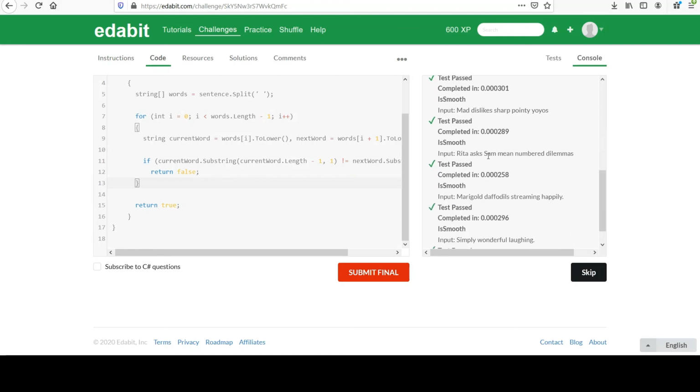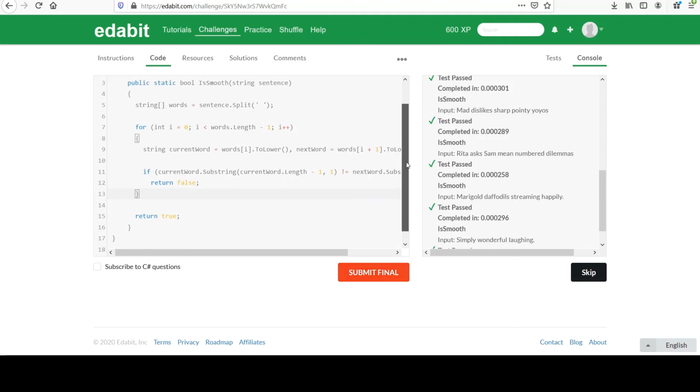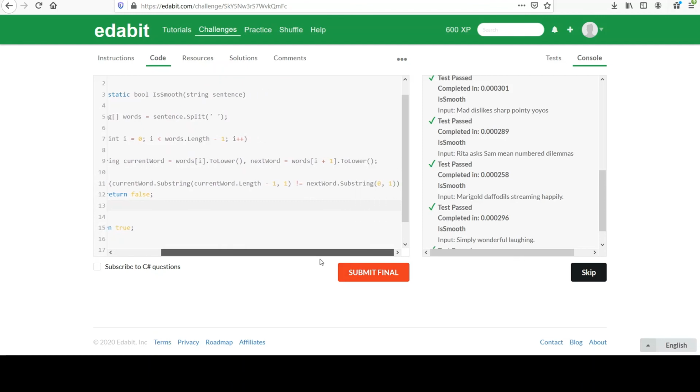Yep. So for the comparison itself, this would be lowercase SAM, and that's fine. We didn't change their sentence at all. We just did that for our own work, and that's fine. So, yeah. Hopefully you came up with a good solution.